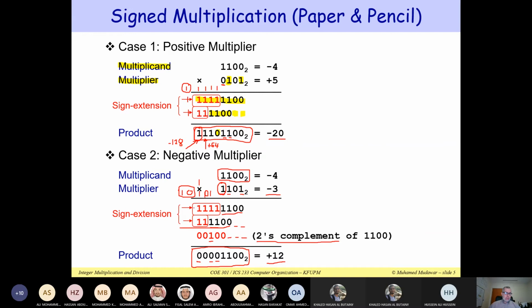Now, you may ask why we are ignoring them. All you have to do is imagine that you are extending these with ones. Here you can imagine that the first partial product is extended with ones to infinity. And here you can extend it with zeros, after taking the 2's complement, to infinity. If you repeat this, you will get all zeros here in the product. But there is no need to do this. So basically, we got the correct product, which is plus 12.